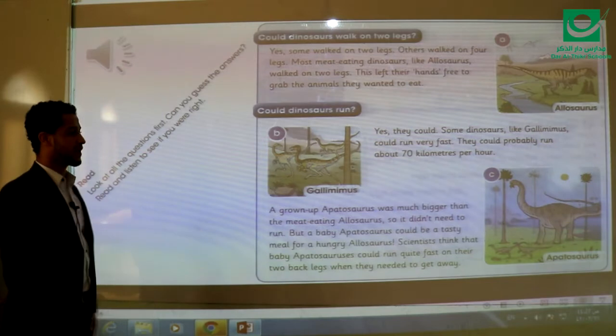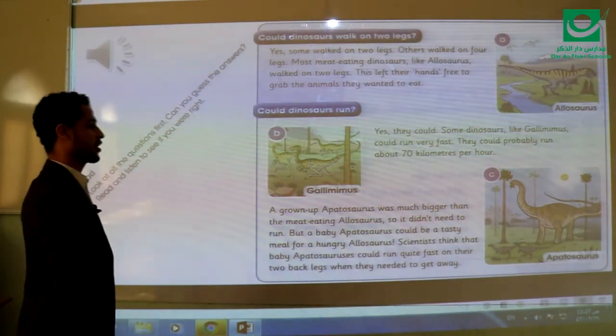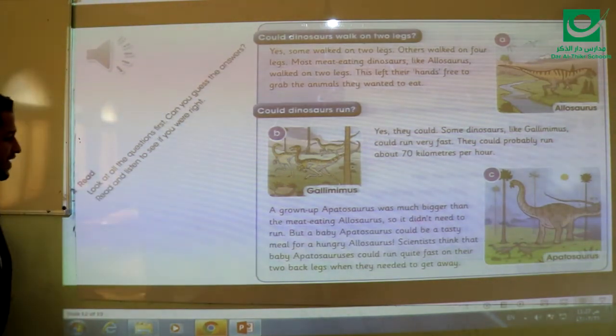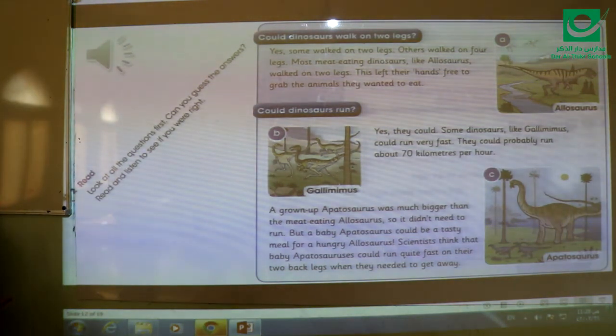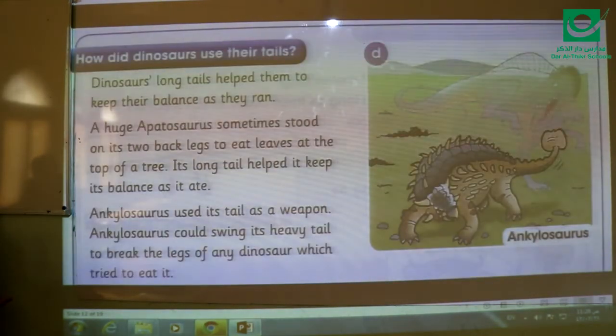Okay, a grown-up Apatosaurus in picture C was much bigger than the meat-eating Allosaurus, so it didn't need to run. But a baby Apatosaurus could be a tasty meal for a hungry Allosaurus. Scientists think that the baby Apatosauruses could run quite fast on their two back legs when they needed to get away. Get away from what? From Allosaurus.